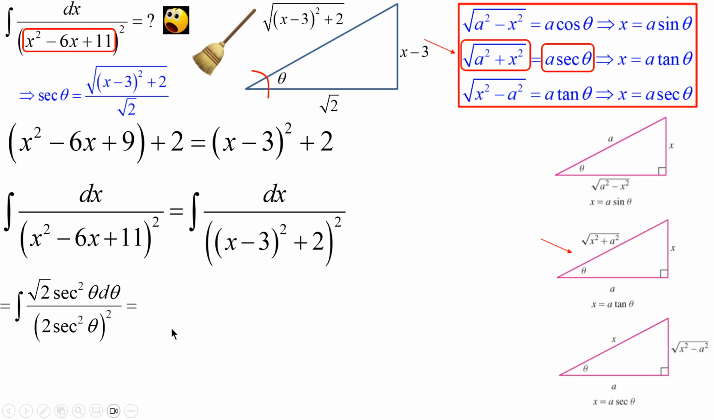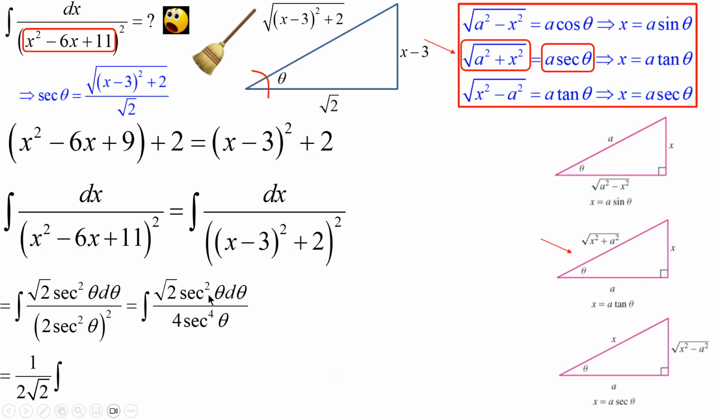Now let's clean that up a little bit. So that's going to be what? 4 secant to the 4th theta? All right. And now let's clean that up. Hey, it looks like I could bring out a root 2 over 4, which I'm going to simplify a little bit. You don't have to. And write that as 1 over 2 root 2. All right. And then I have a secant squared over secant to the 4th. That would be 1 over secant squared.